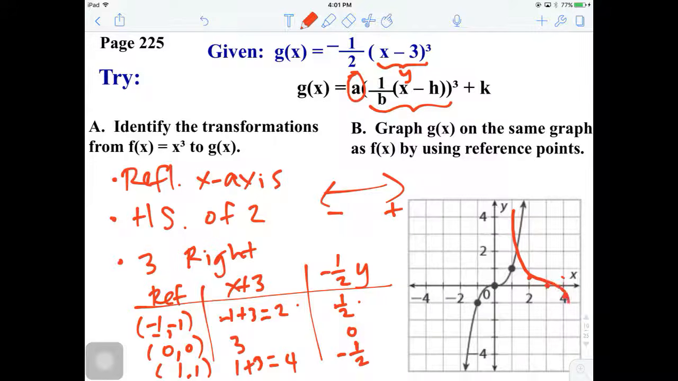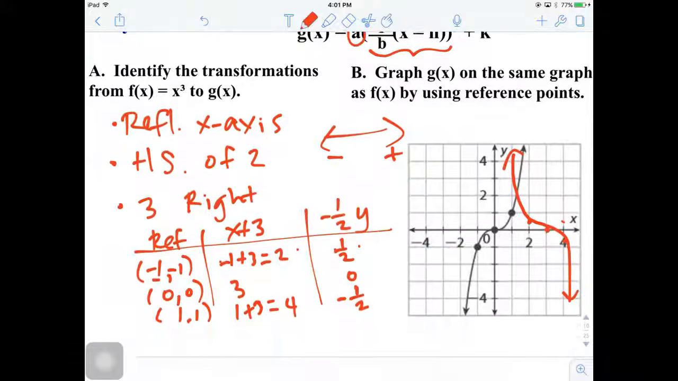Here I'm going to try to again make it into the S shape, and here it is. Notice that the graph is reflected across the x-axis, and that's what it looks like. And then there is a horizontal stretch factor of 2, and then 3 units to the right, and this is the new graph. So hopefully that is more practice for you.